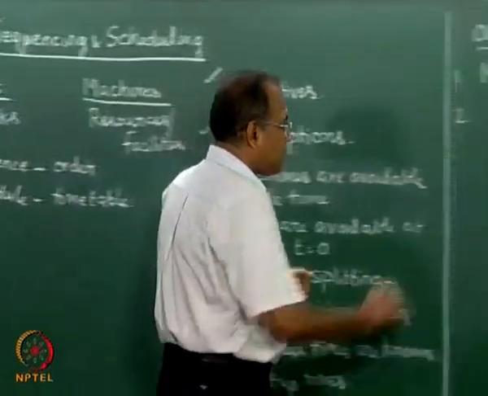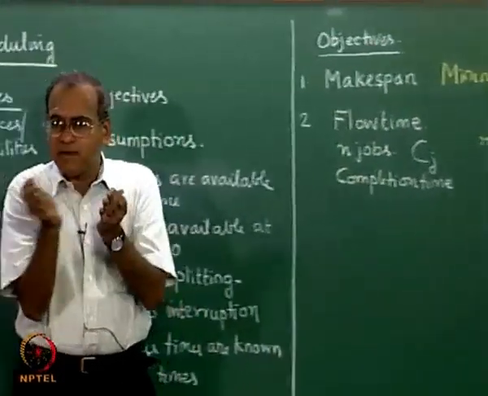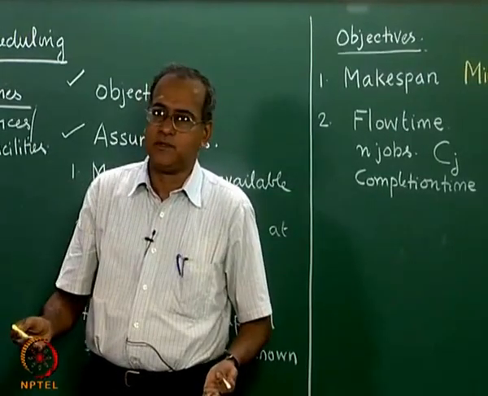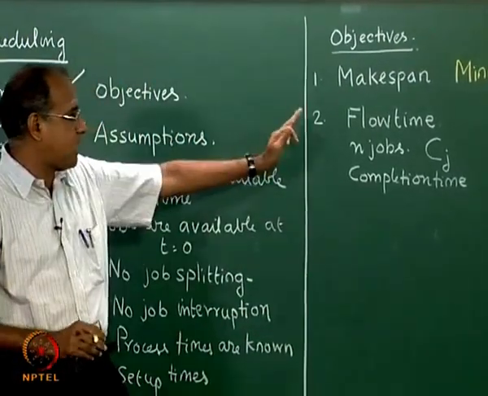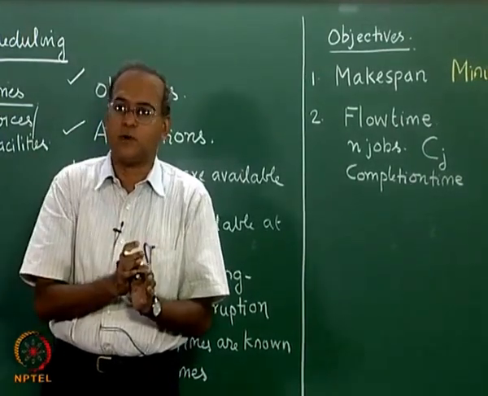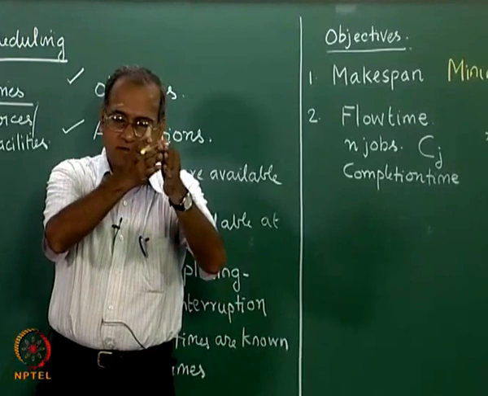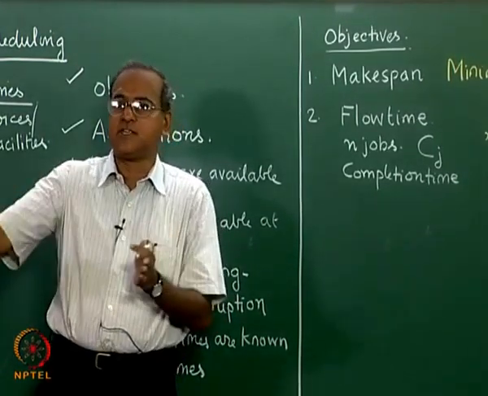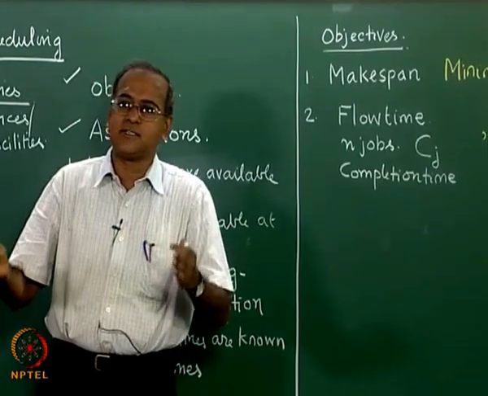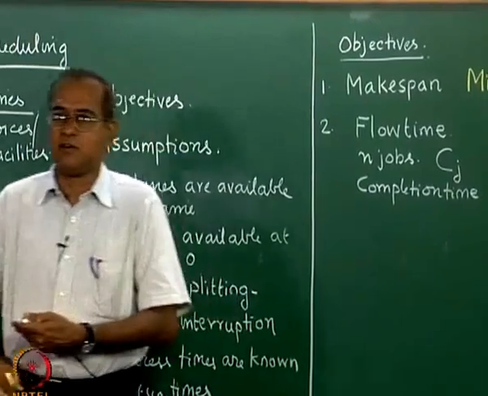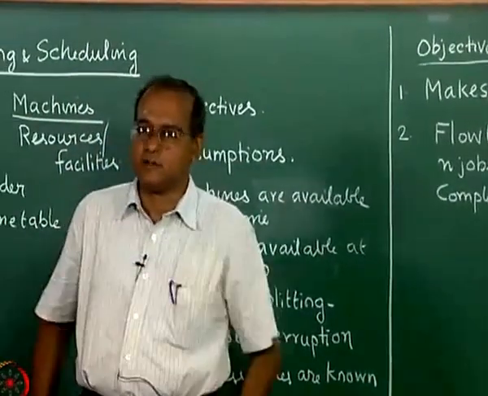Now, flow time, as the name suggests, is the amount of time the job flows in the system. If all the jobs are available at time equal to 0, then the completion time represents the flow time. For example, if a particular job finishes in 10 hours, then 10 hours is the time it is in the system. So its completion time is 10 hours, and its flow time is also 10 hours.